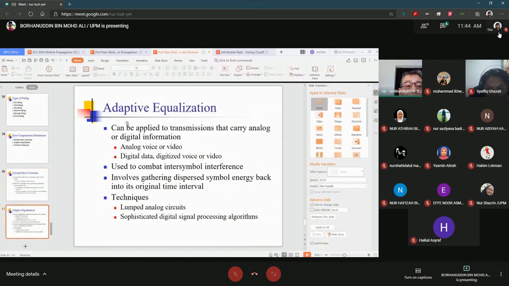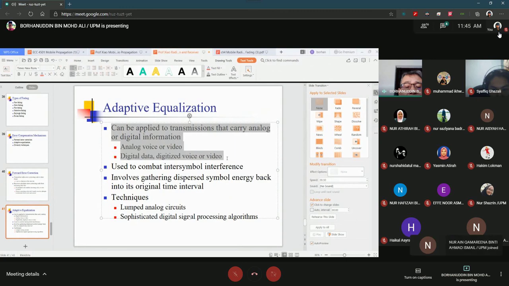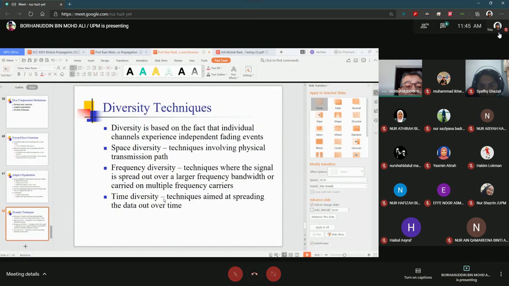You can read it. Now here, adaptive equalization can be applied to transmission that carries analog or digital information: analog voice or video, digital data, digitized voice or video. It is used to combat inter-symbol interference, involves gathering dispersed symbol energy back into its original time interval, original shape. So some of the signal is dispersed too, they recreate it, they collect it back. These are the techniques. So anyway, this one is essentially signal processing. So we just appreciate the technique. Now, diversity.